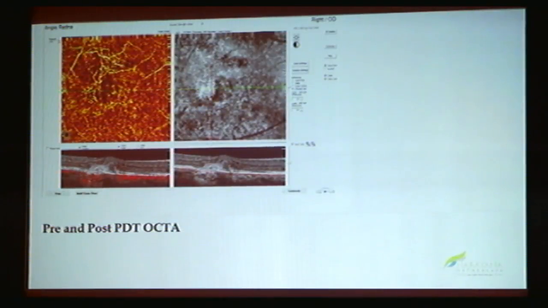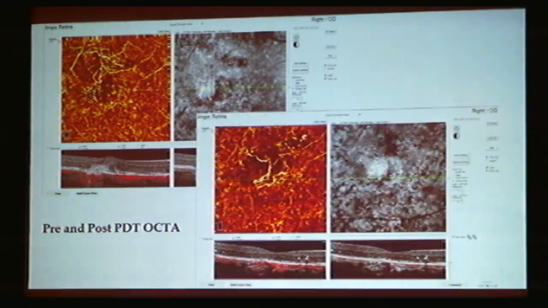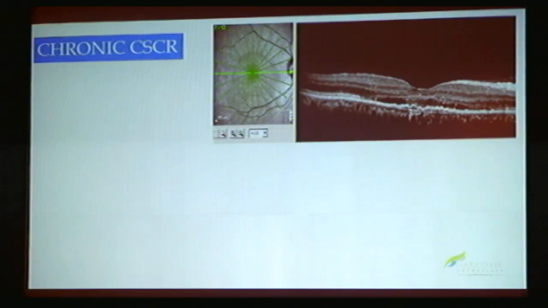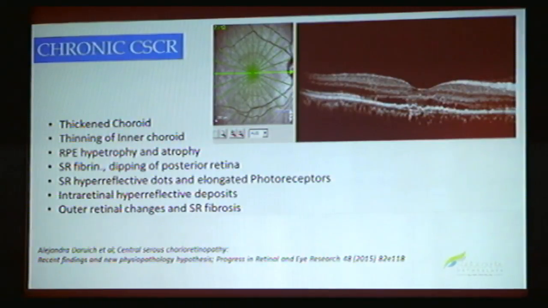So this was a case wherein we had done a PDT. This was before PDT. It was a recurrent polyp, so with a BVN. This was a BVN that was noted on a color image of OCTA. So post PDT, we can see the regression of the fine vasculature, and this is a large coarse vasculature that is seen post PDT.